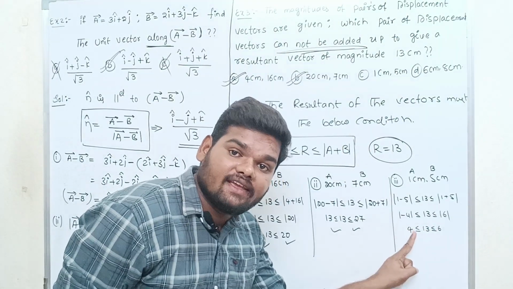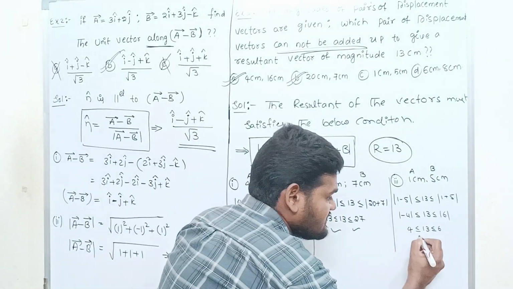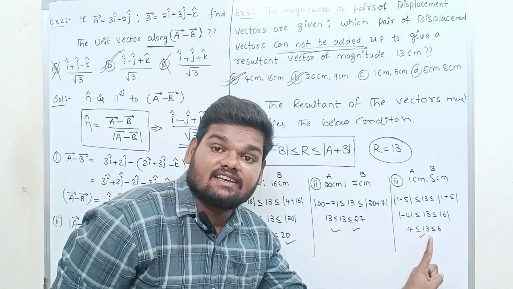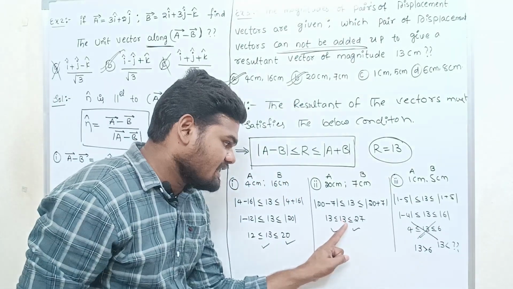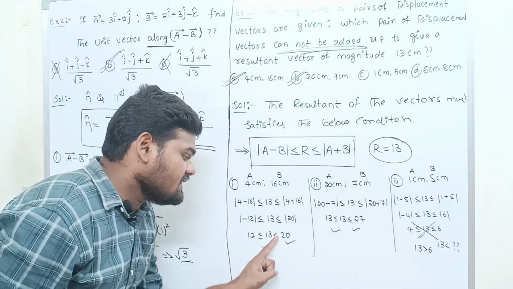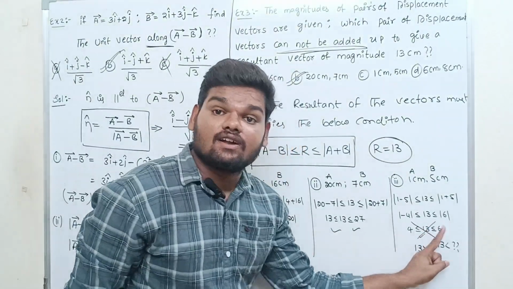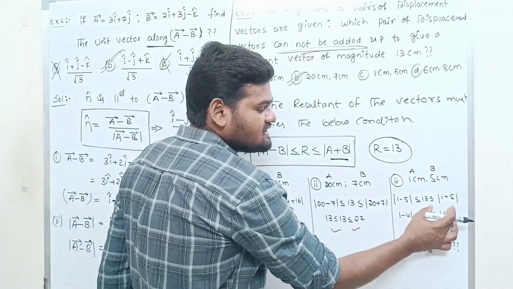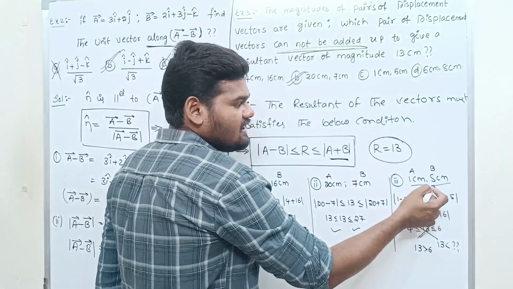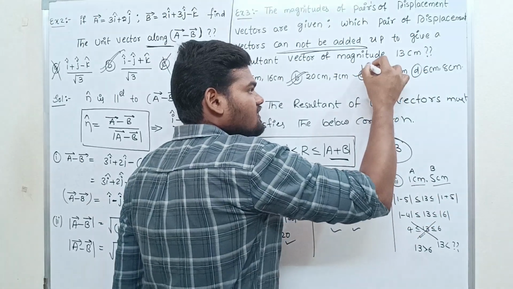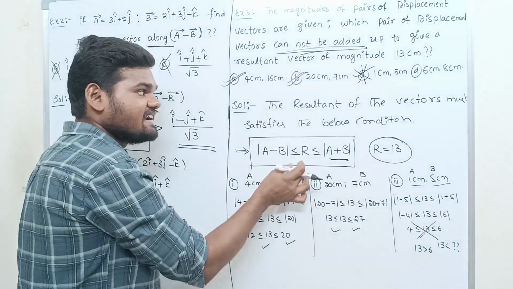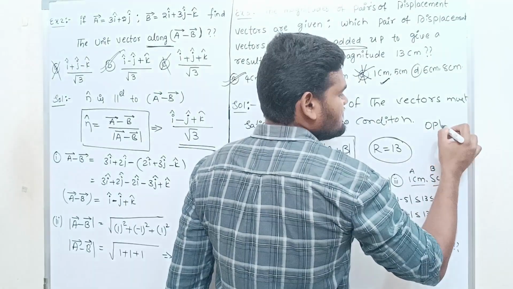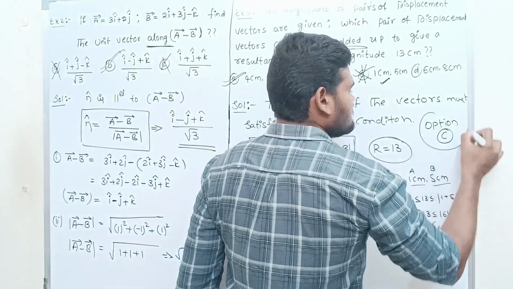Have a look. Here 4 is less than 13. This condition is true. 13 is not less than 6. Here 13 is less than 27, correct. 13 is less than 20, correct. But here 13 is not less than 6. 13 is greater than 6. So this condition is not satisfied by 1 centimeter and 5 centimeter. So this is wrong because it does not satisfy this condition. And our option is this one. So option C is our answer.